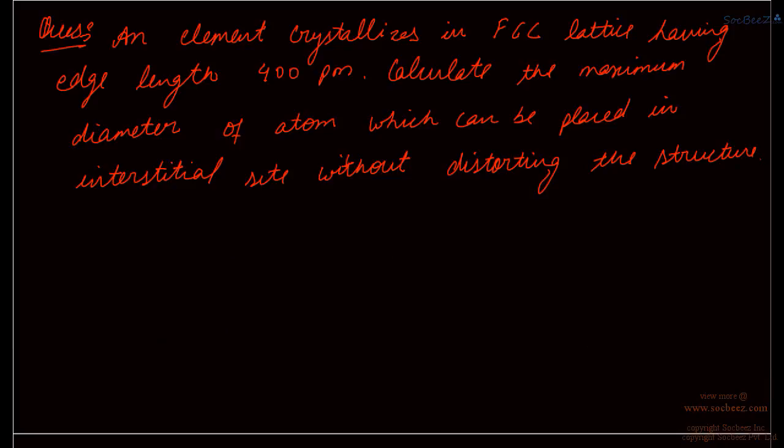Okay, so let's move on to another question. The question asks us that an element crystallizes in FCC lattice having edge length 400 picometer. Calculate the maximum diameter of atom which can be placed in interstitial site without distorting the structure. Now in FCC, interstitial sites will be octahedral voids and tetrahedral voids.